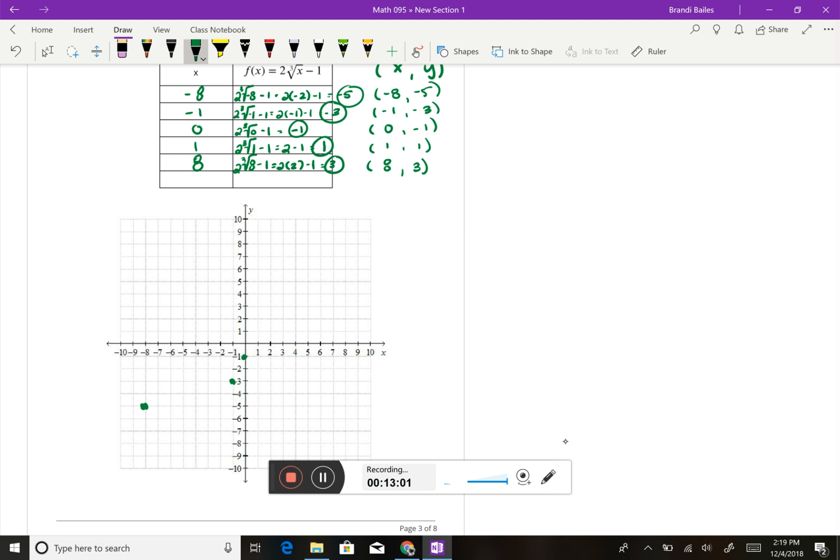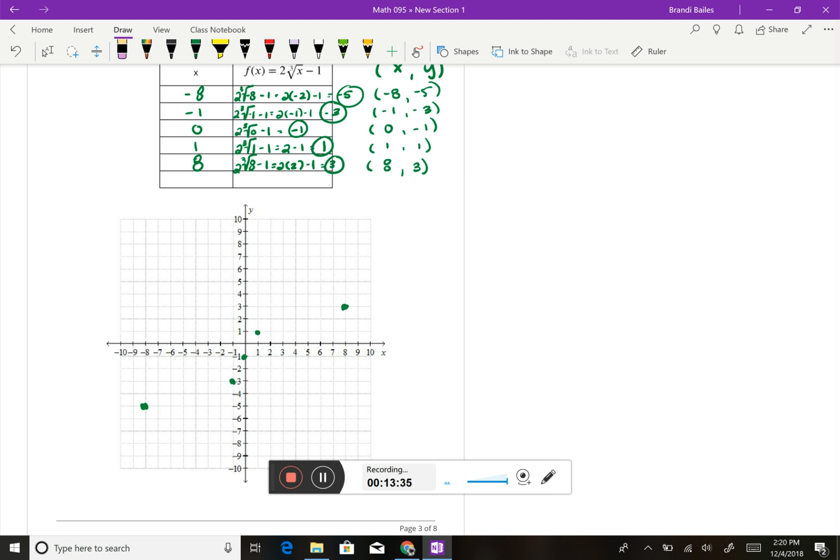Okay, I have 1, 1. And I have 8, 3. There's a couple things I can check for to make sure that I'm on the right path. One is that the general shape is the swish shape that I wanted. Two is that there's symmetry between the distance between these two points and the distance between these two points. Okay, and I can also check for symmetry right here between these points, just to make sure.